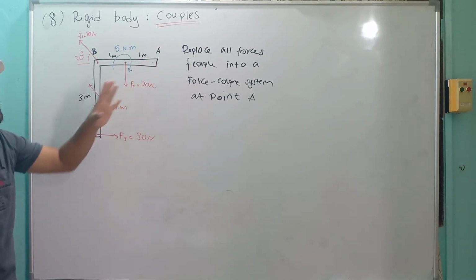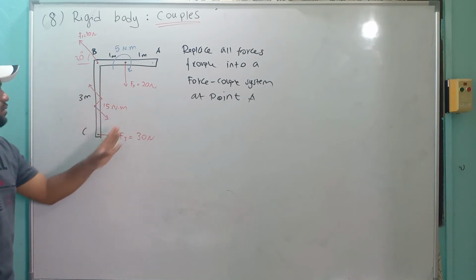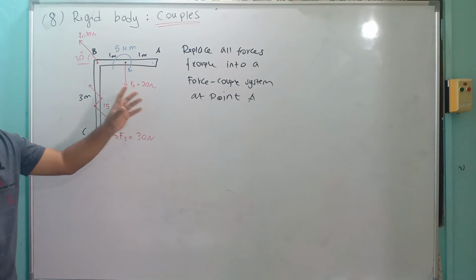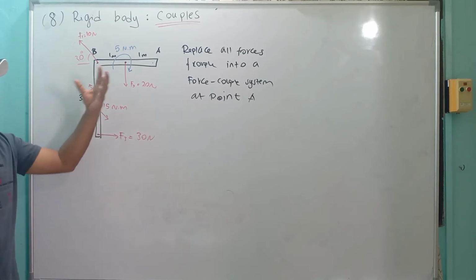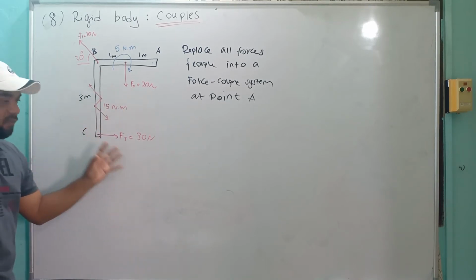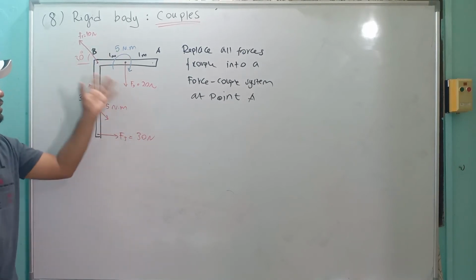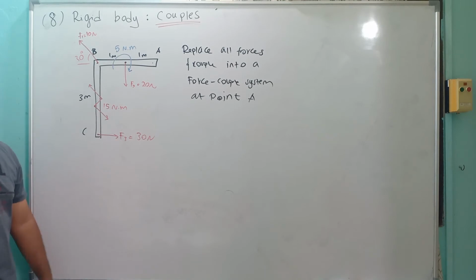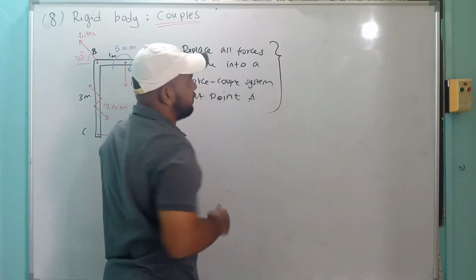Okay, so what the question really asks is, if you want to eliminate this and put it at one point, it will give you the same result. Okay, the component will feel the same thing at point A. So what is the value of force and couple at point A if we replace all this force and couple system?